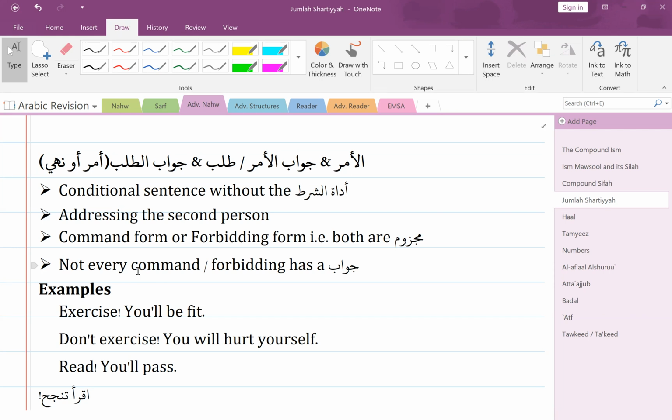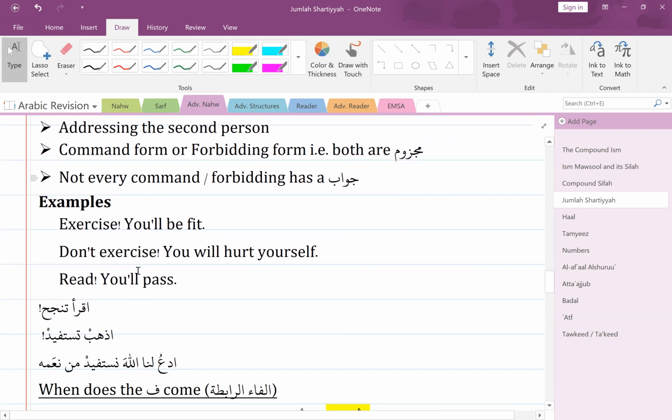But when it has a jawab, then it is bunched into this group called Al-Amr and Jawabul Amr, or Talab and Jawabul Talab. So for example, here we have: exercise, you'll be fit. I'm commanding you to exercise, and as a result of that, you'll be fit. Because I don't want to say all these different things and it is understood, I just say exercise, you'll be fit.